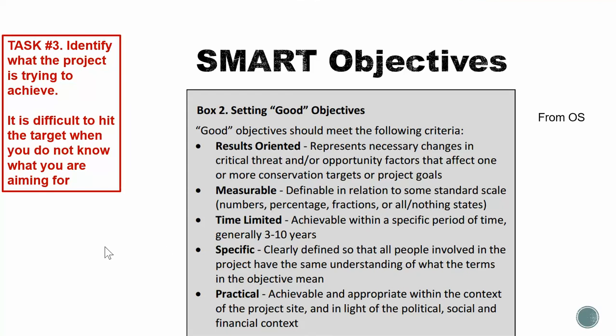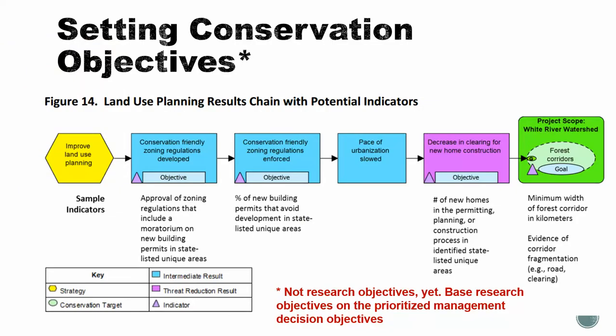And therefore, we want these things to be as clean and as crisp as we can possibly make them. Now, we recognize that that might be hard given our situation, our understanding. These are different cases, but that's what we're aiming at. And so here's one of those results chains, again from Open Standards. And you see that they talk about the forest corridors as a target, and you might have some minimum width of forest corridor in kilometers or evidence of corridor fragmentation. These little purple triangles are indicators of success, and the goals are in there.